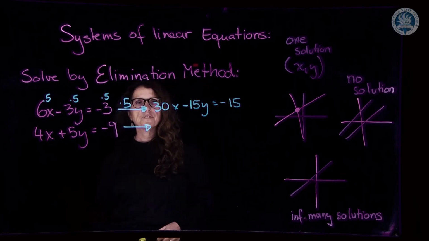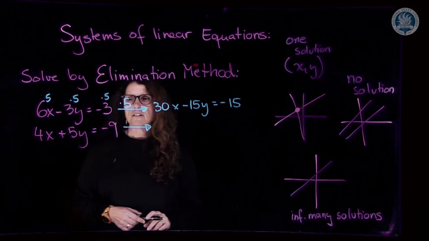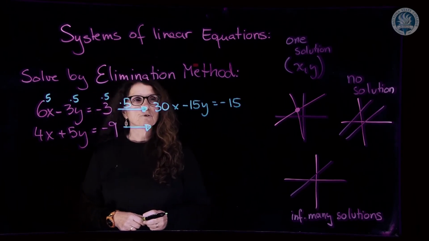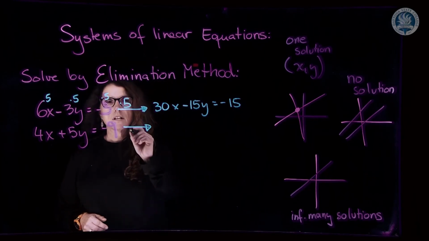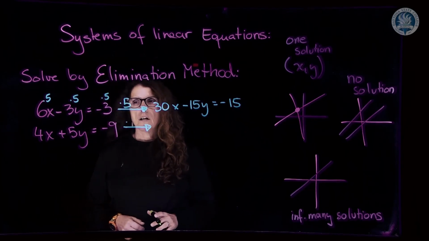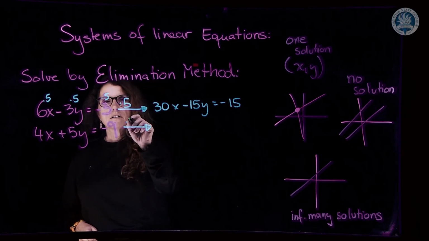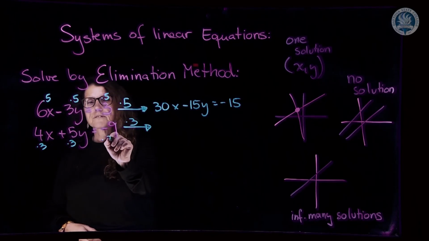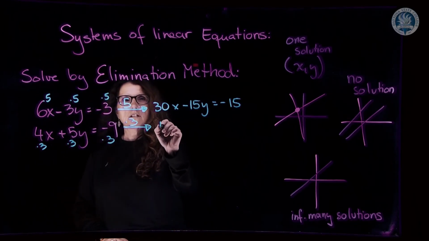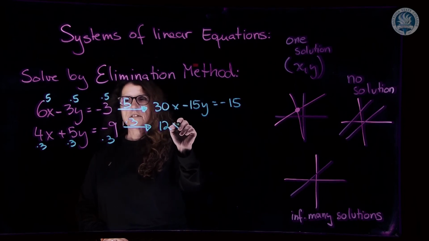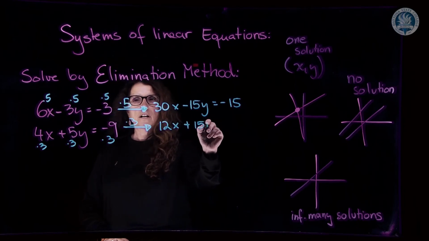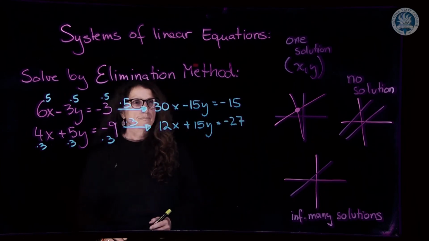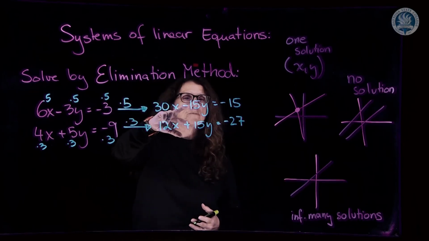Okay, there's my 15y. Now the second equation, I already have a 5y and I need to get to a 15y. So in this case, I need to multiply every single term by 3. That gives me 4 times 3 is 12x plus 15y equals negative 27. Okay, we have opposite terms now.